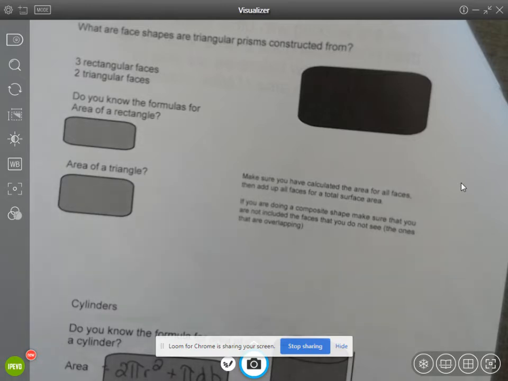Side note here says, make sure you have calculated the area for all the faces, then add up all the faces for the total surface area. And then if you are doing a composite shape, make sure that you are not including the faces that you do not see, so the ones that are overlapped.